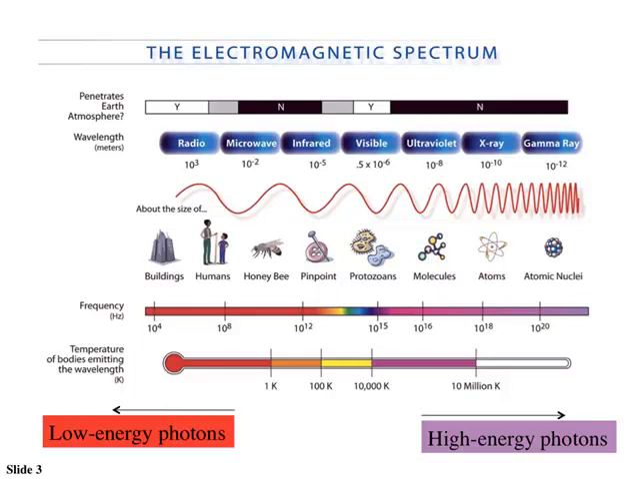Light of different wavelengths has different kinds of photons associated with it. So the particles that make up light are much higher energy in gamma rays than they are in radio waves. And visible light is somewhere in the middle. That's kind of a summary of what we have. If you recall, there are other things to keep in mind about light.